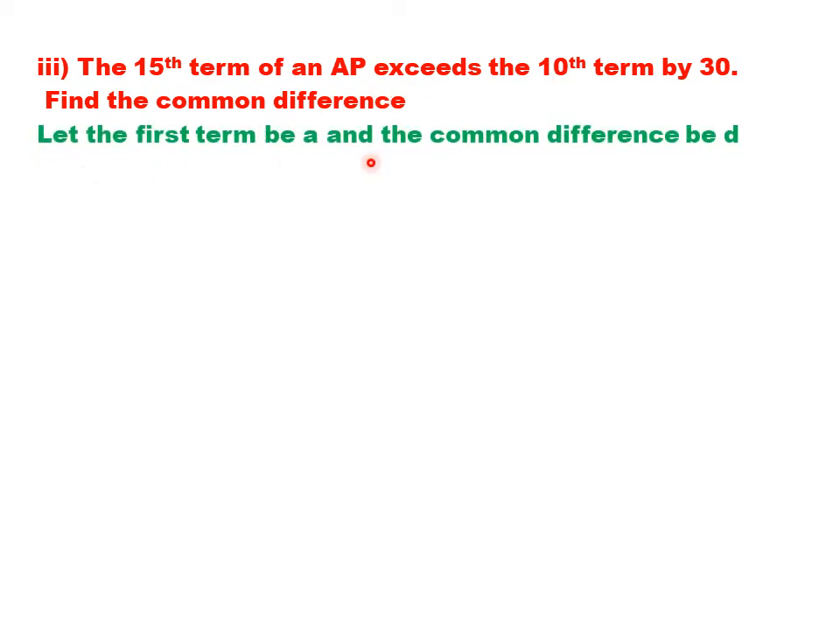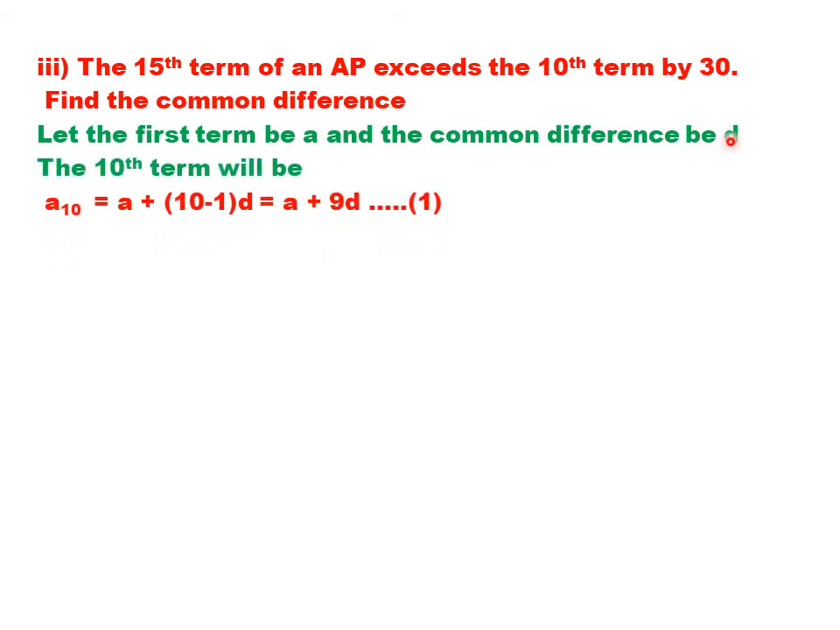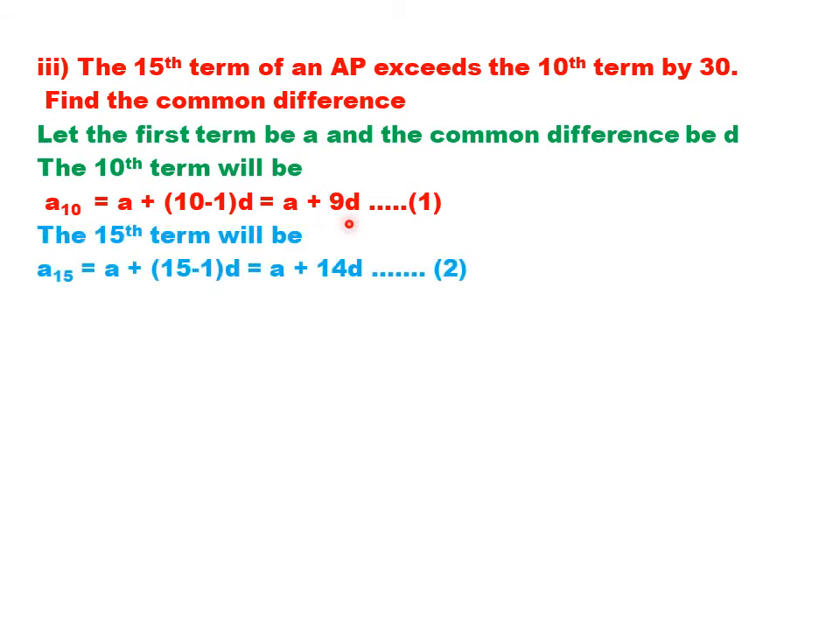So let the first term be A and the common difference be D. Then from the formula we can write the 10th term. What is the 10th term? A10 equals A plus 10 minus 1 into D, which is equal to A plus 9D. We call it equation number 1. Then we will find the 15th term. The 15th term of the AP is equal to A plus 15 minus 1 into D, which is equal to A plus 14D. We call it equation number 2.